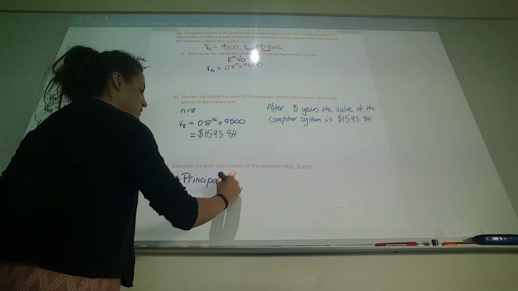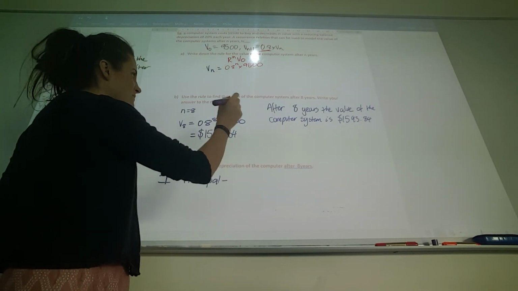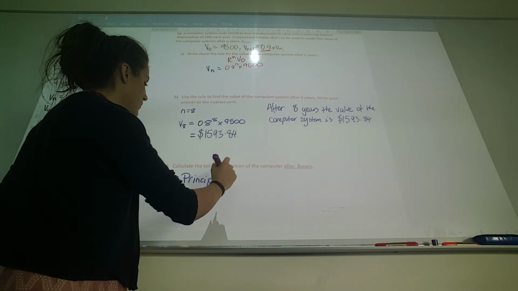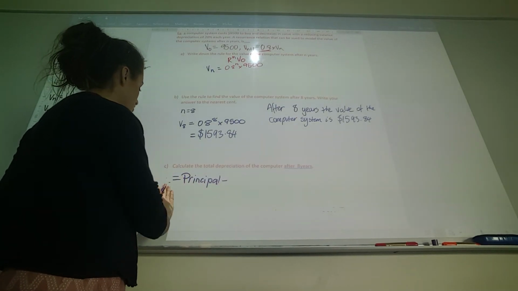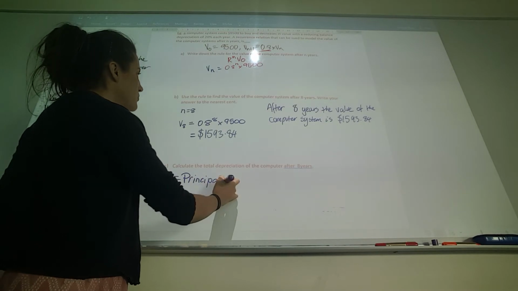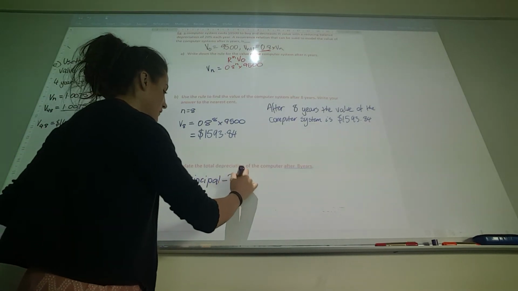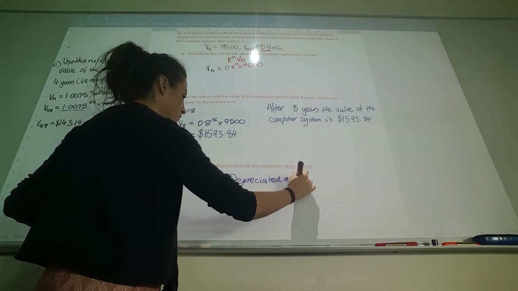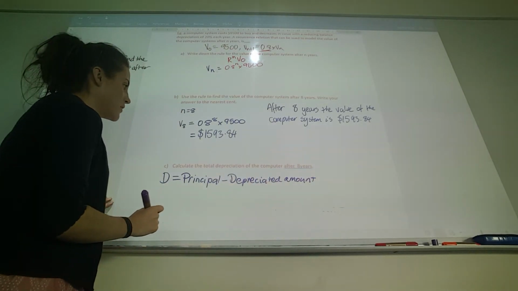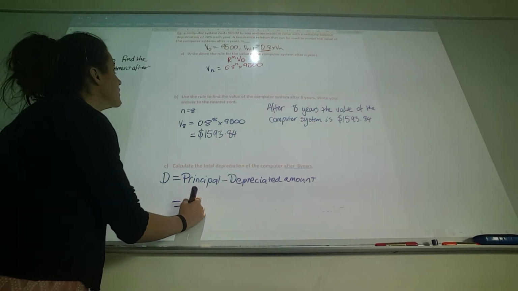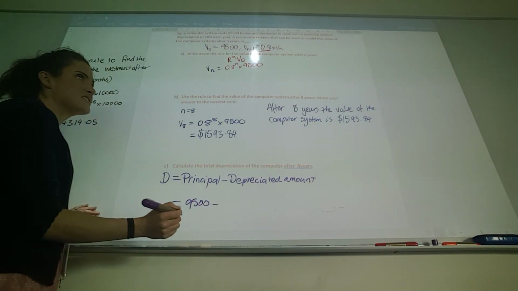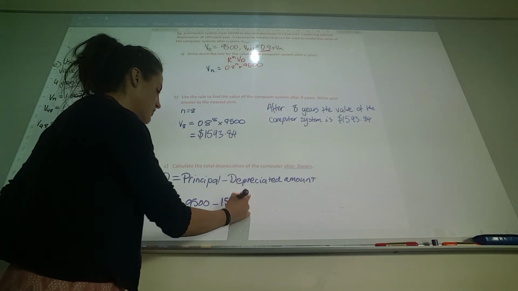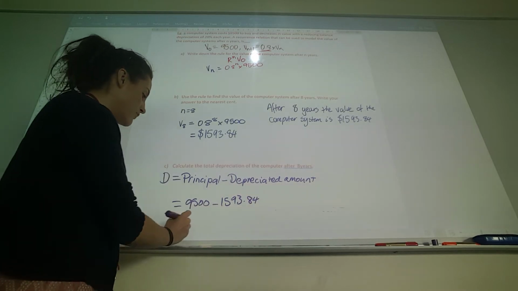So principal, take away. That's not interest, that's depreciation. Principal take away the depreciated amount. So the principal amount was 9,500. That is an expensive computer. And the depreciated amount is $1,593.84.